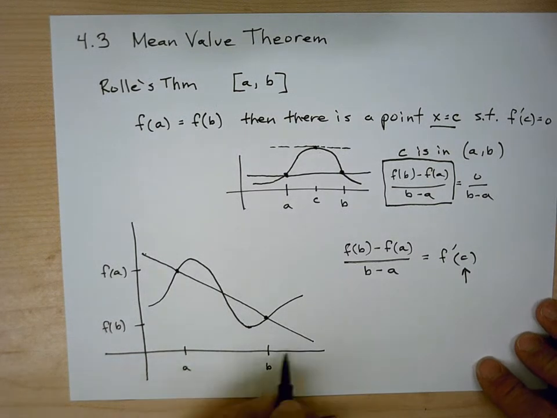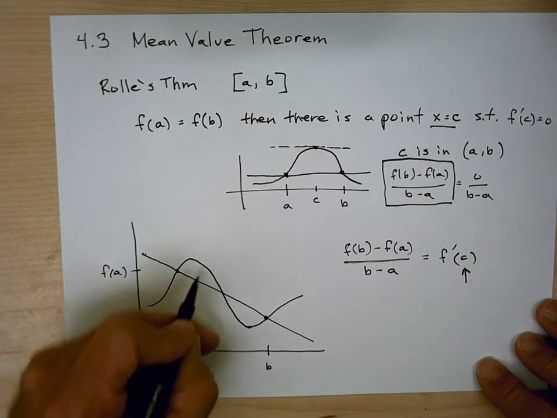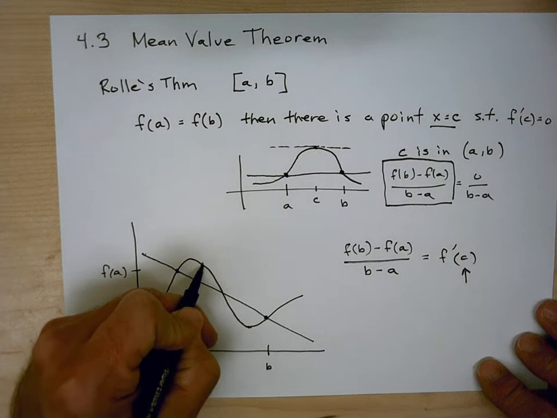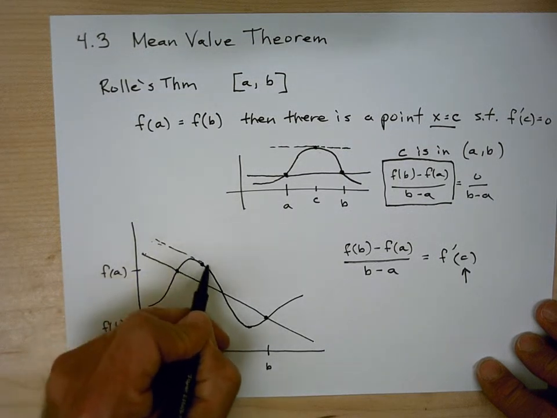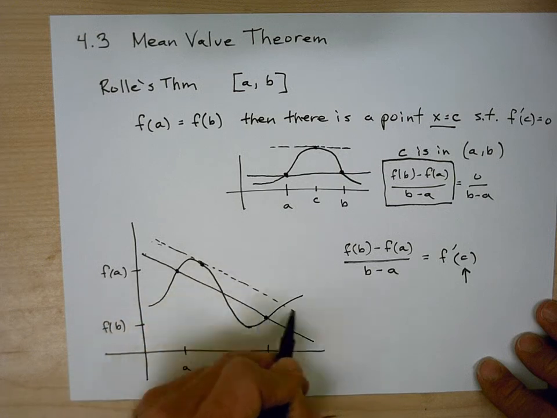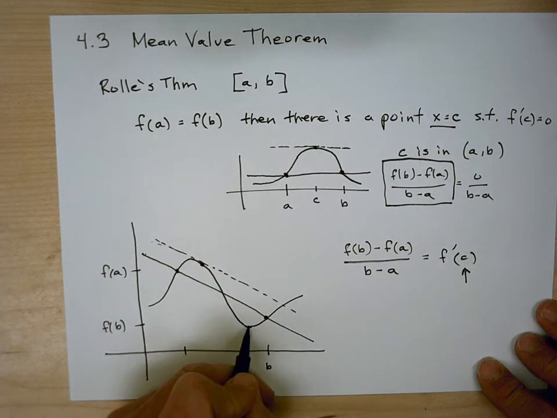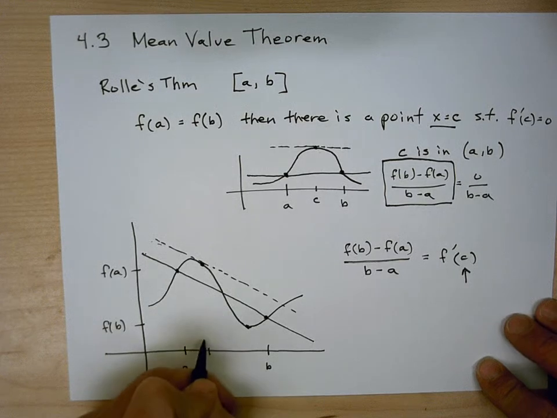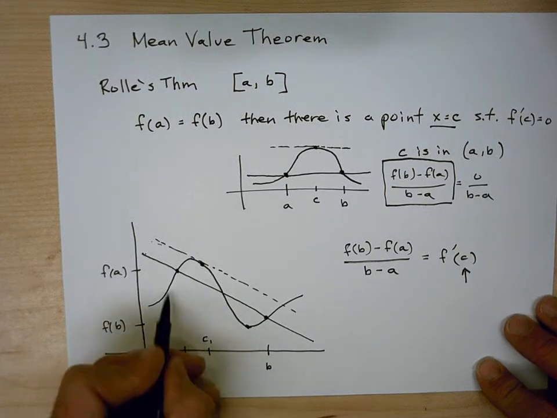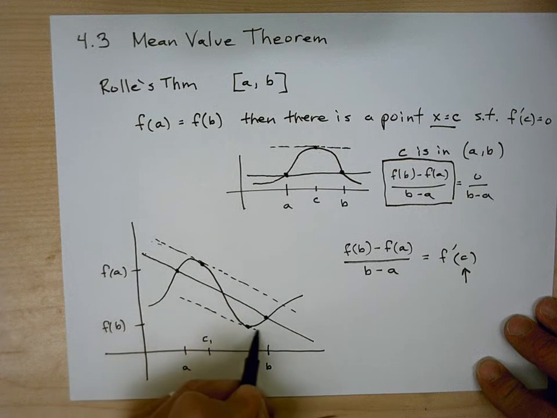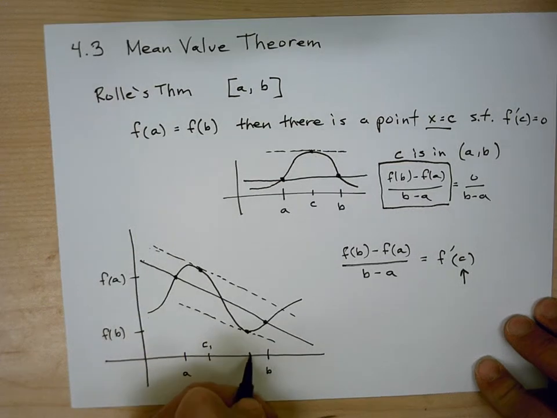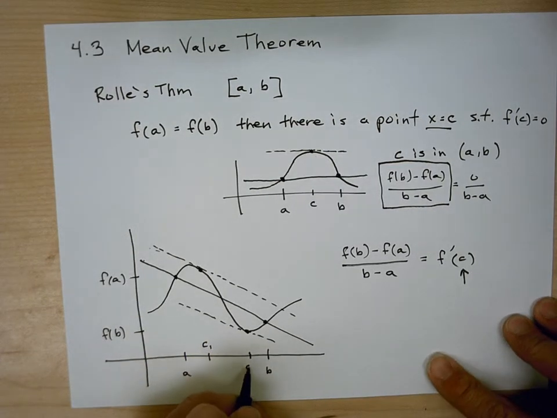Visually we can see that in a couple places here. Maybe somewhere around here, we could put in a tangent line that looks like it's parallel. And then maybe somewhere right here. So we can call this C1, but there could be more than one. That's why I'm giving you this example. We might call this C2.